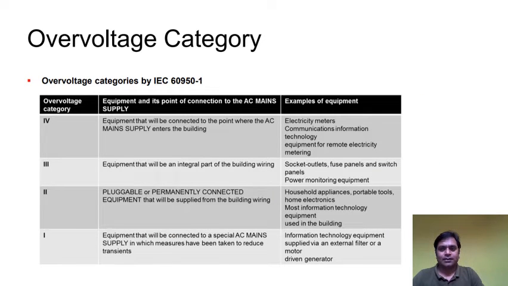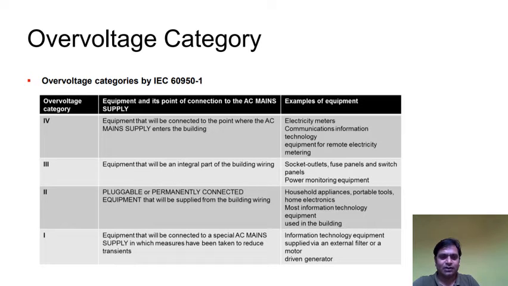Next is the overvoltage category. So overvoltage category by IEC 60950 has been defined under four different categories, category 1, 2, 3, and 4. So equipment and its point of connection to the AC mains supply, and then what are the examples of equipment. So under category 1, equipment that will be connected to a special AC supply, in which measures have been taken to reduce the transient. An example of this is IT equipment supplied by an external filter or a motor drive generator.